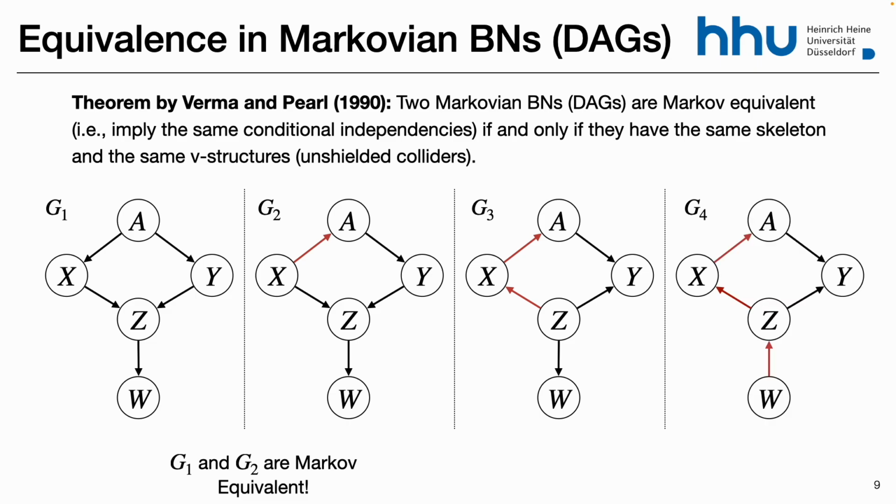What about this one? Is it in a completely different class, or in the same class as G3, or as G1 and G2? G3 and G4 are equivalent because Y is the unshielded collider? Yes. So you have one unshielded collider, everything else has no unshielded collider. So these two are in the same class but not in the same class as the other two. Okay?